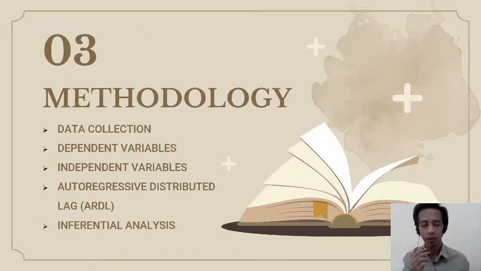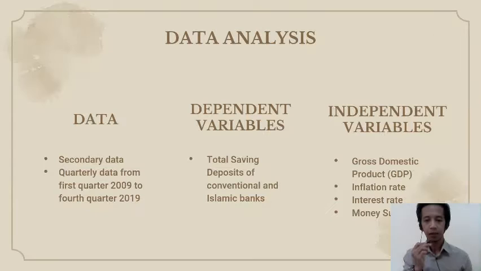And then the third part is the methodology part. First, data analysis. The data that I use is secondary data. I took quarterly data from the first quarter of 2009 to the fourth quarter of 2019. The dependent variable for my research is total saving deposits of both banks, conventional and Islamic. For independent variables, I use gross domestic product (GDP), inflation rate, interest rate, and money supply.